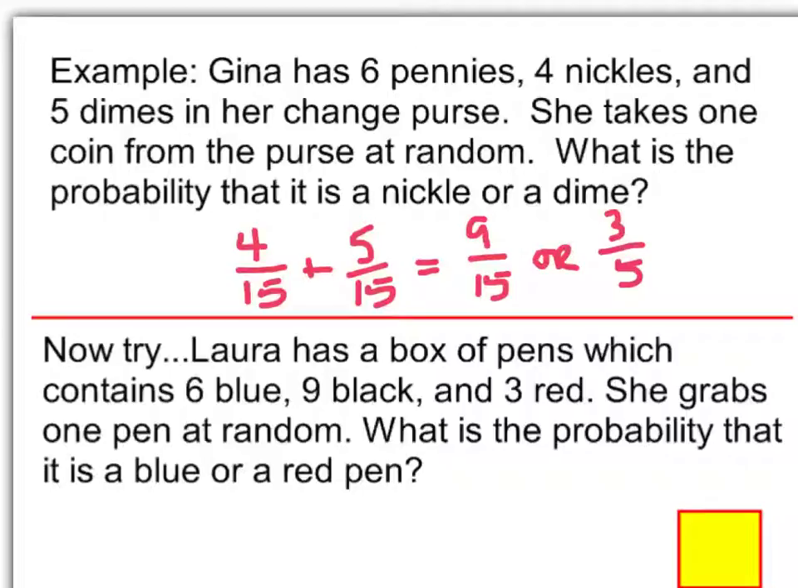What you should have gotten was 9 out of 18, or 1/2. That comes from taking 6 out of 18 plus 3 out of 18, which comes out to 9 out of 18.